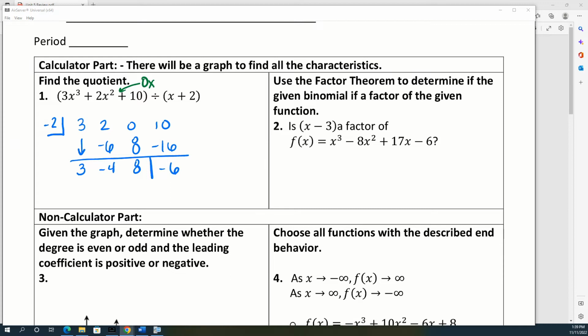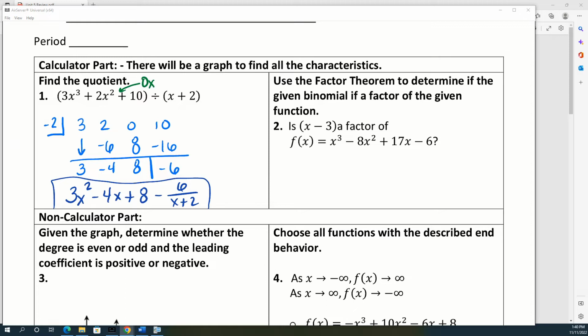Okay, well, we're not finished, so our answer has to have x's in it. If you remember, if you start with x to the third, this needs to be x squared, 1 less. So that's going to be 3x squared, and then that power goes down by 1 each time. So you get to your constant, and then your remainder is put over the divisor, so over this. That is finding the quotient using synthetic division.